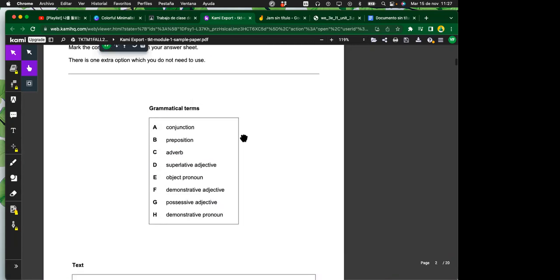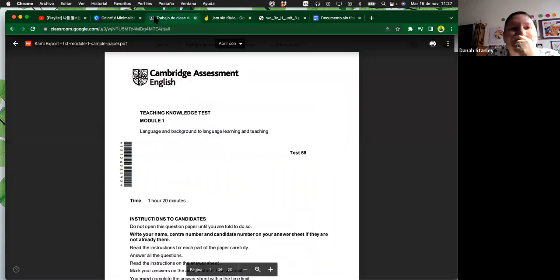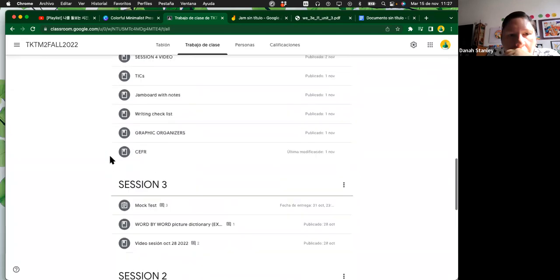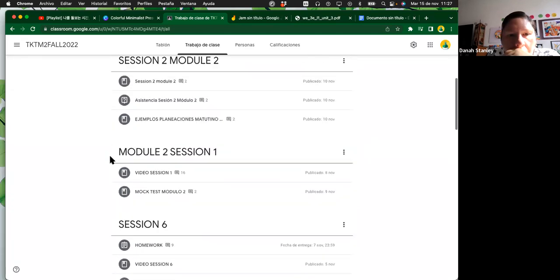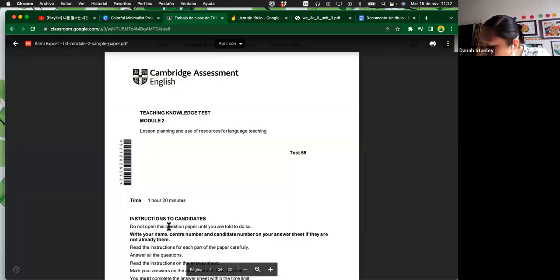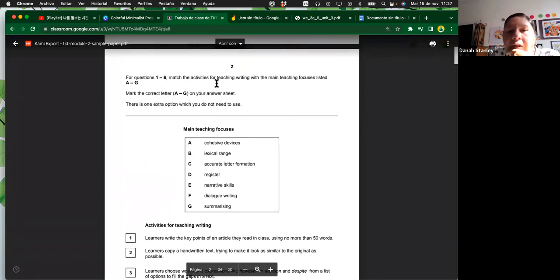We are going to do. Miss, isn't that module 1? Yo creo que sí. Sí, module 1. Gracias. Aquí está. Sí, porque estoy viendo aquí main names. El 2 es de main names. Aquí está.